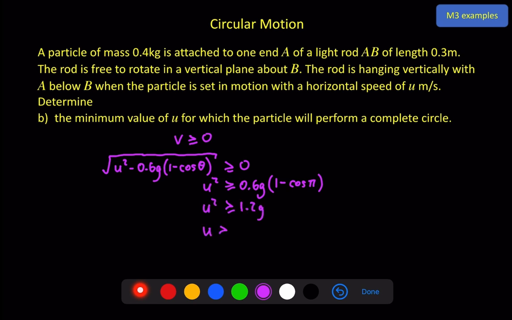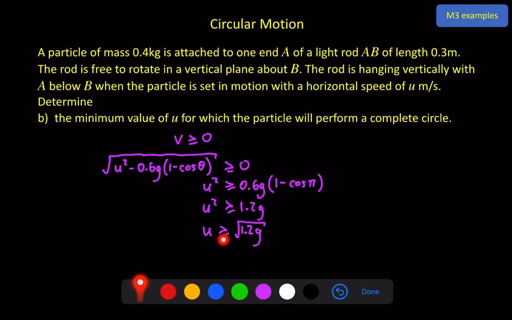So u must be greater than or equal to the square root of 1.2g, and that must be positive because u is a speed, not a velocity. So you could argue that the minimum value should be this, or I guess you could argue that it should be something very close to this, but it shouldn't actually be this.